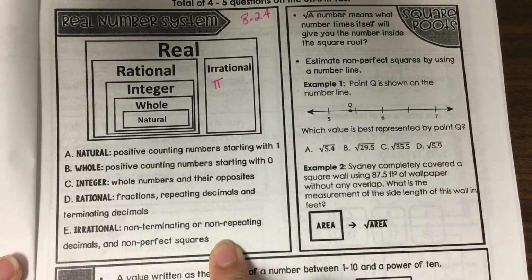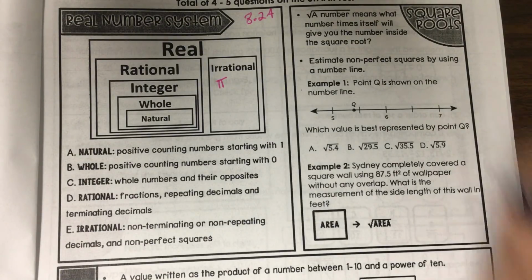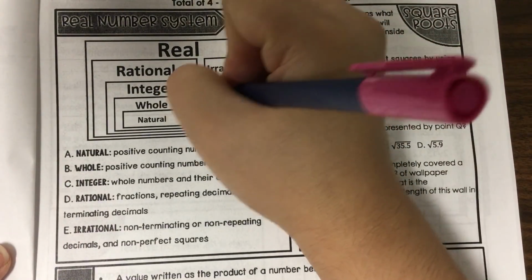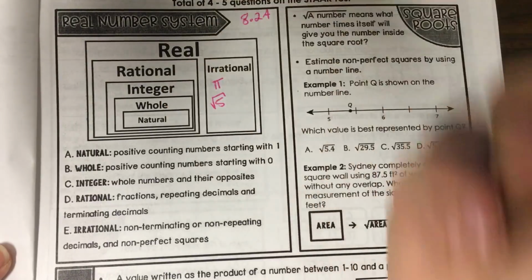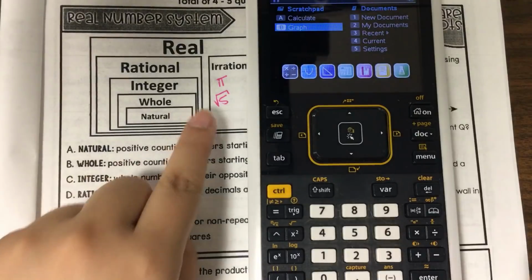These are also non-perfect squares. Like, for example, remember, perfect squares are like the square root of 4, because 2 times 2 gives you 4, or the square root of 36, because 6 times 6 gives you 36. So, for example, the square root of 4 is a perfect square, but the square root of 5 would not be, because there is no specific number times itself that will give me 5.